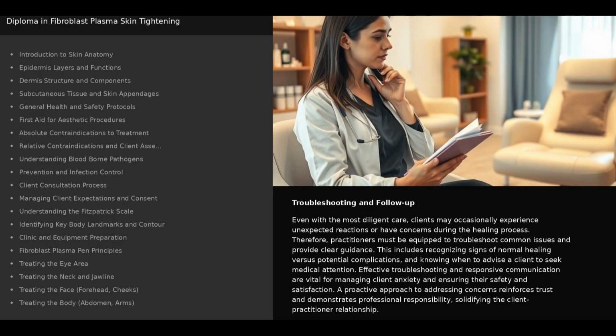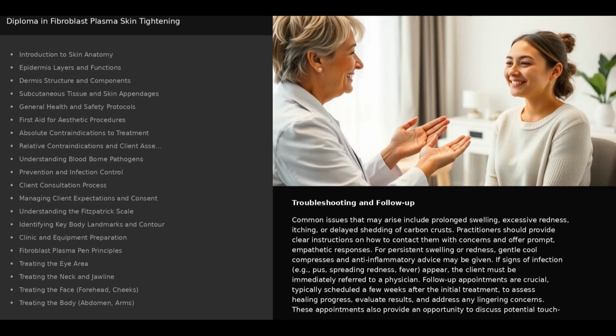A proactive approach to addressing concerns reinforces trust and demonstrates professional responsibility, solidifying the client-practitioner relationship. Common issues that may arise include prolonged swelling, excessive redness, itching, or delayed shedding of carbon crusts. Practitioners should provide clear instructions on how to contact them with concerns and offer prompt, empathetic responses. For persistent swelling or redness, gentle cool compresses and anti-inflammatory advice may be given.